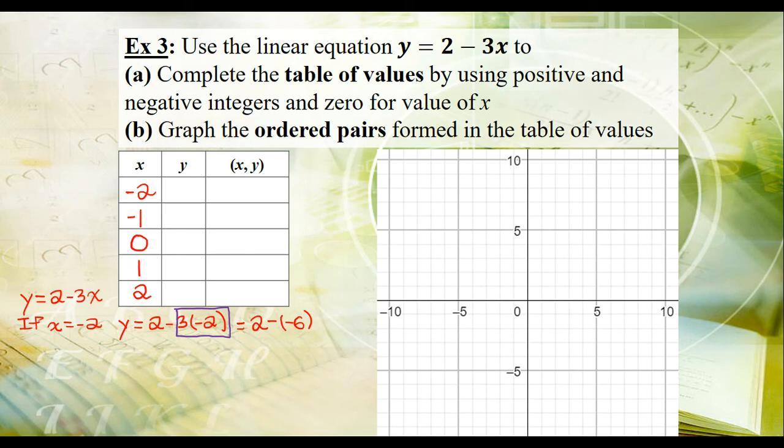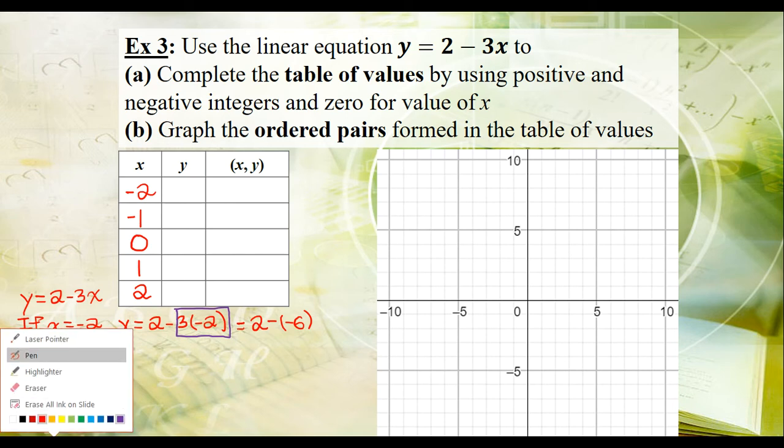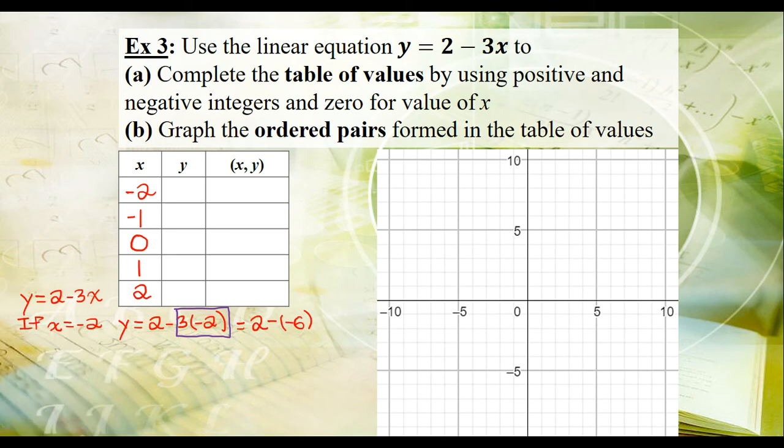Okay, so then what you have is 2 minus -6. Well, when you subtract a negative integer, it's the same thing as adding a positive one. So we're actually just going to add those two numbers together. So that's going to give me a value of y that would be equal to 8. Okay, so I have -2, 8. Let's do this for the next value of x.